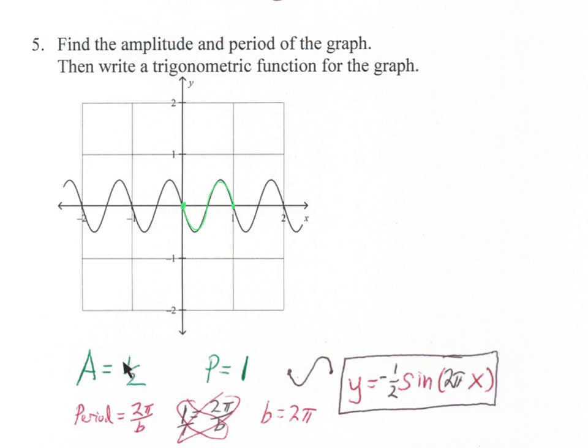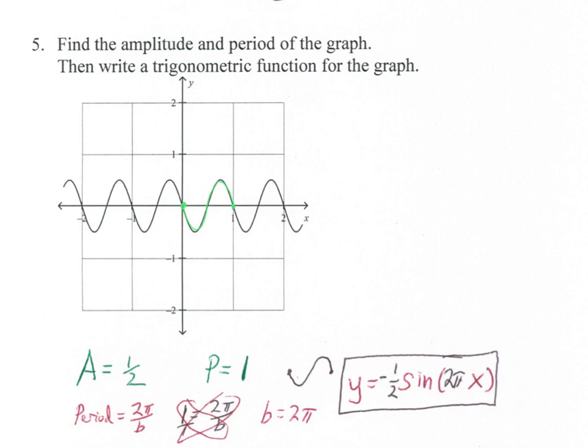So I have my a is 1/2. How do you know that? Well, didn't you go up 1/2 and down 1/2? So you see a negative 1/2 there. That's your a value. Your period, like we said, is from 0 to 1, so it's a period of 1. The midline is the x-axis, so there's no midline.